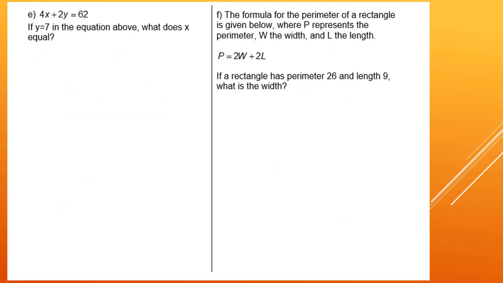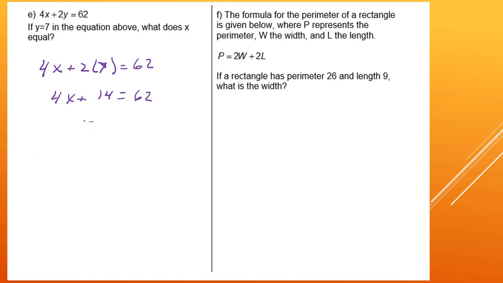All right, last two. This equation has two variables, x and y. And they're going to give us one of them. They're going to tell us the value of y, and we have to find the value of the other one. So it says if y equals 7 in the equation above, what does x equal? Well, let's put 7 in for y. So 2 times, I almost wrote 2 times y, but it's going to be 2 times 7 equals 62. All right, now, before we start solving, we can simplify this a little bit. This is equal to 4x plus 14.